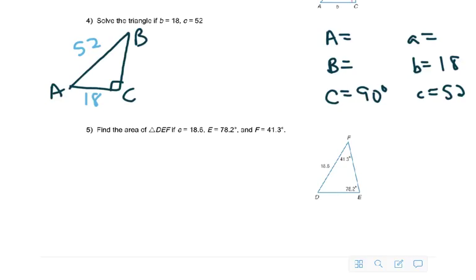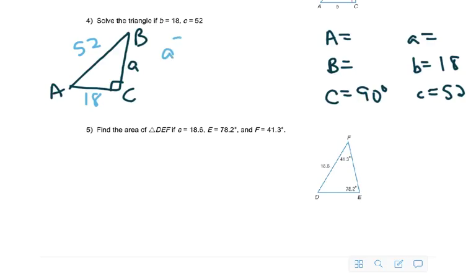Now, I will tell you that you can use the law of sines to do right triangle trig. We usually don't. We usually use regular SOHCAHTOA, but if you want to use the law of sines because you've become very comfortable with it, you will still get the right answer.